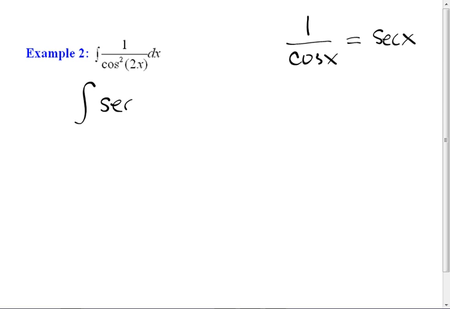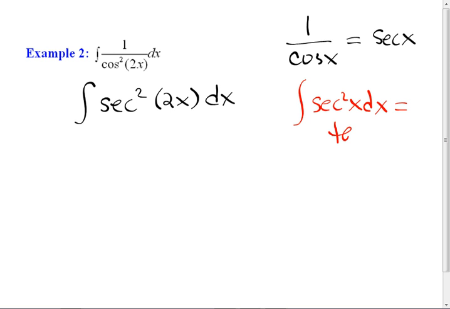Okay. Now, some of you can do this without thinking, and some of you have to do a u substitution. So what would you like u to be? I know what the integral of secant squared is. What's the integral of secant squared of x? Look on your sheets. Tangent.